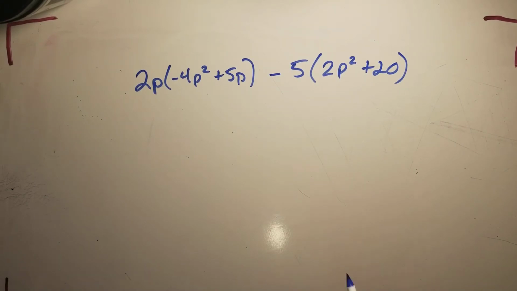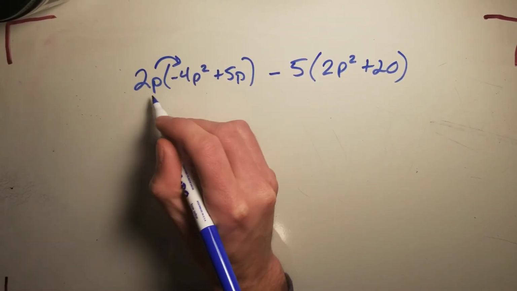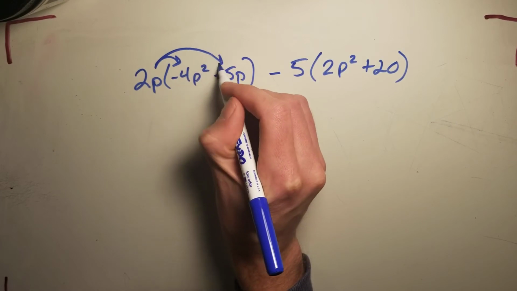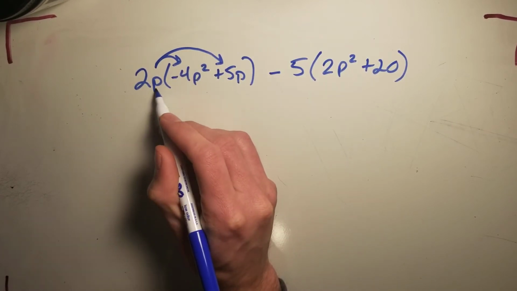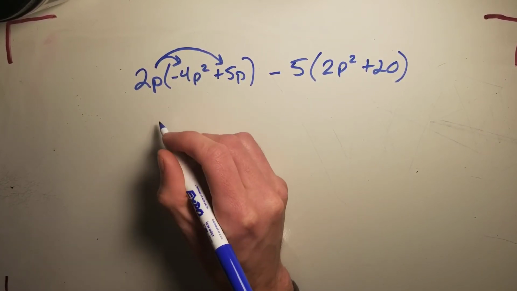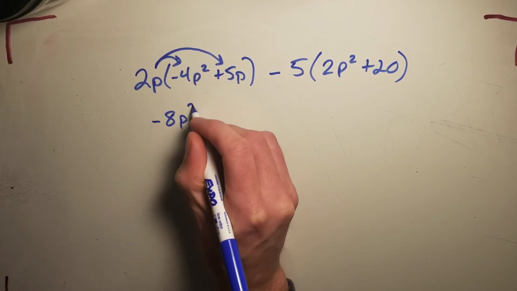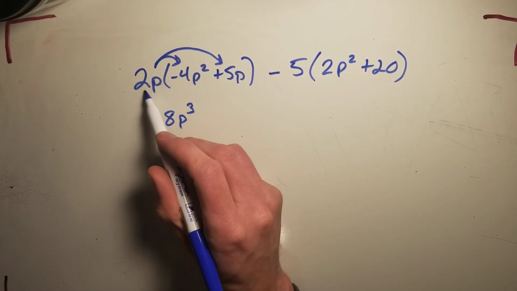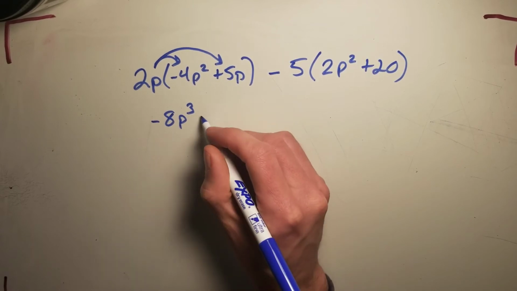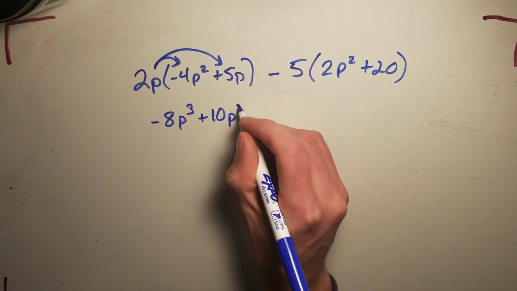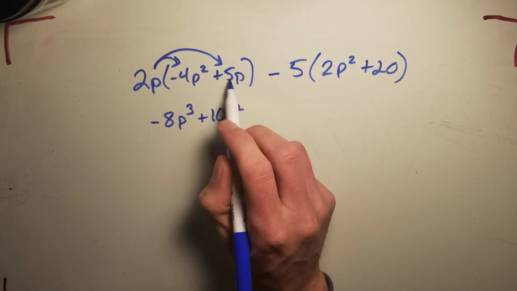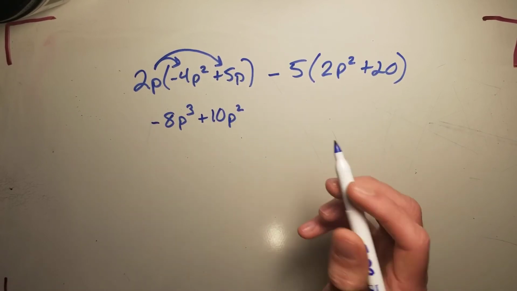So again, we're going to do the distributive property here. We're taking this monomial and we're multiplying it by every term inside. So 2p times negative 4p squared, I get negative 8p cubed. 2p times 5p should be plus 10p squared. Multiply your coefficients, add your exponents of 1, you get squared.